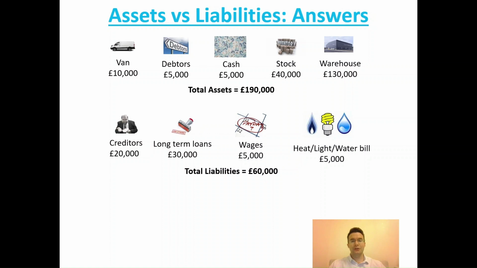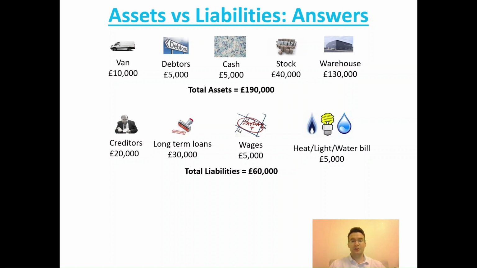In the assets column you should have a van, debtors. Now debtors are people that owe you money, so potentially customers that you've sold goods to on trade credit and now they owe you the money in return. Cash, stock, sometimes stock is known as inventory, and a warehouse you own. Now if you add up all the value of these assets, you get total assets of £190,000.